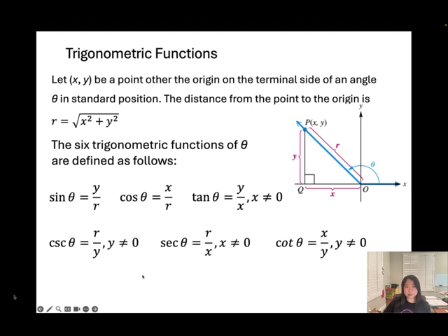I need you guys to remember these 6 trigonometric functions. If I give you the point (x, y), you should be able to find the r, and also you should be able to find the 6 trigonometric functions.